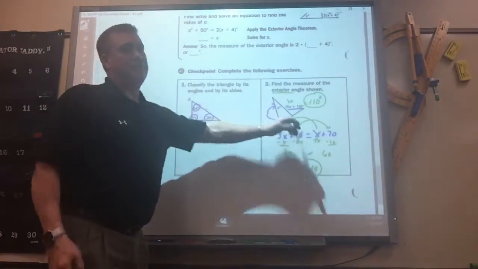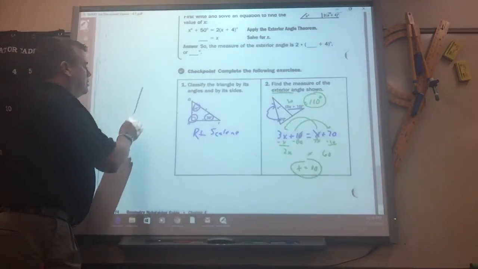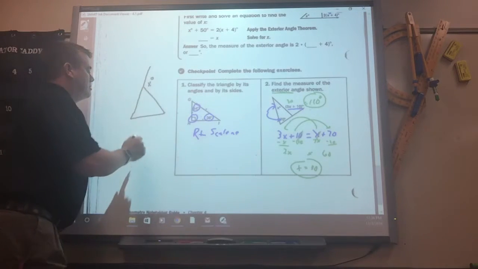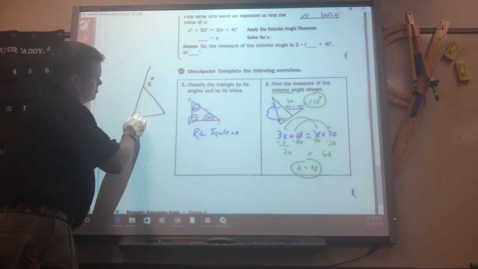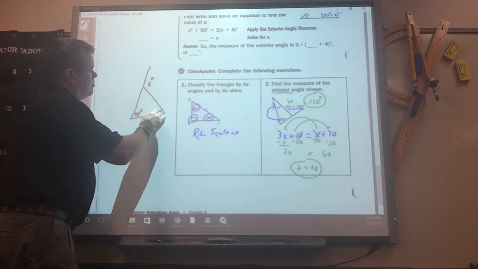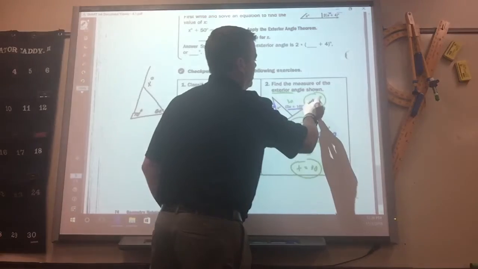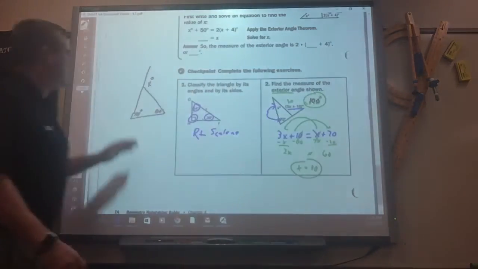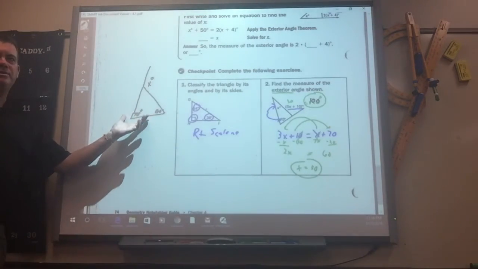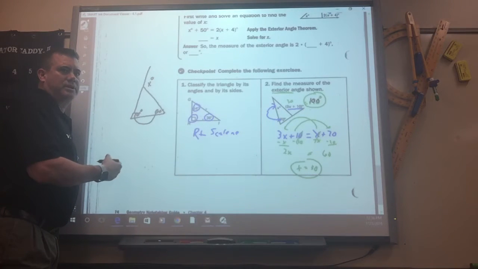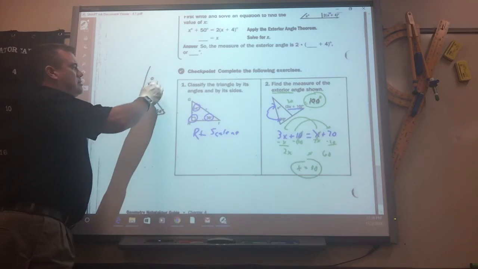Now you don't always have to write an equation. Sometimes they have it like this. So here, you don't need to write an equation. The exterior angle is equal to the two remote interior angles added together. 150.